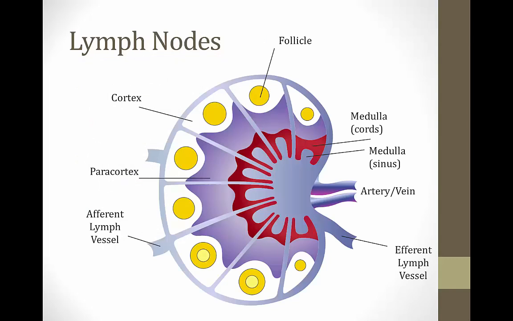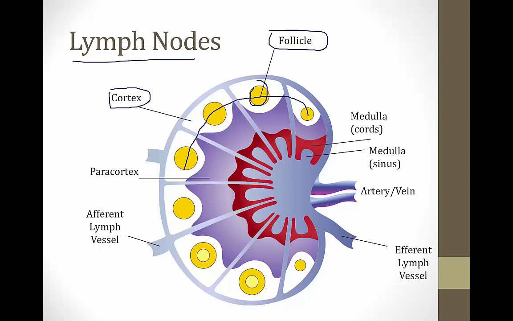So we're going to start by talking about the structure and function of lymph nodes, and this is an illustration of the lymph node structure. And you can basically think of a lymph node as having three layers. The first layer is called the cortex. That's this white area out here, and it contains these circular structures called follicles. We'll talk about what they do in a minute.